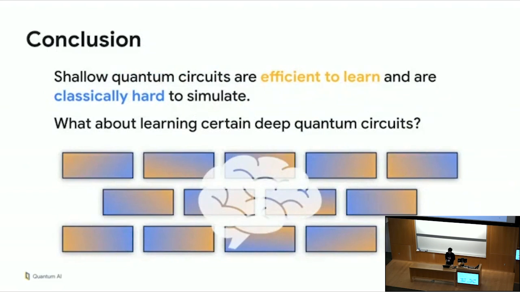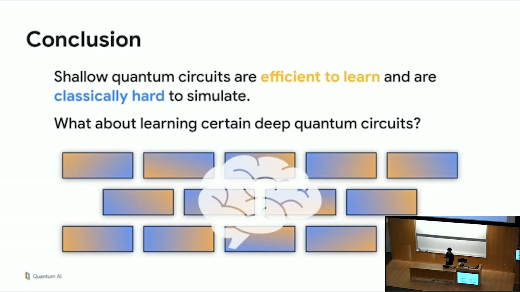So to conclude, in this work, we showed that shallow quantum circuits, while they're known to be classically hard to simulate, all of them, the entire family, are efficient to learn using a carefully designed quantum learning algorithm. So even though there have been a lot of challenges that people face in the standard parameterization, by using this different parameterization, one can show that the landscape becomes much better and the learning can be done efficiently.